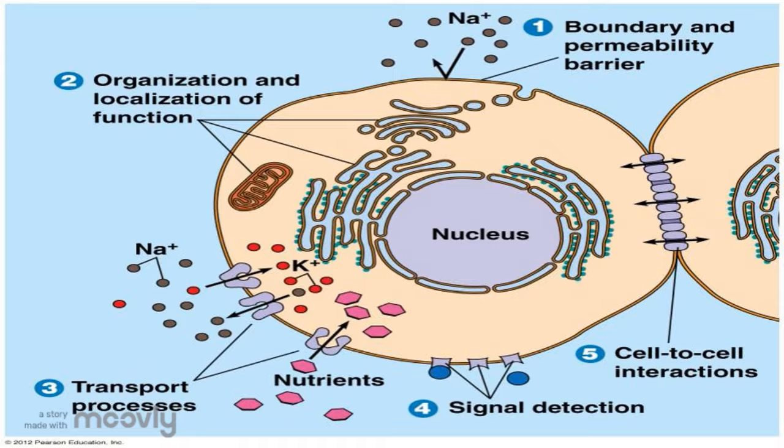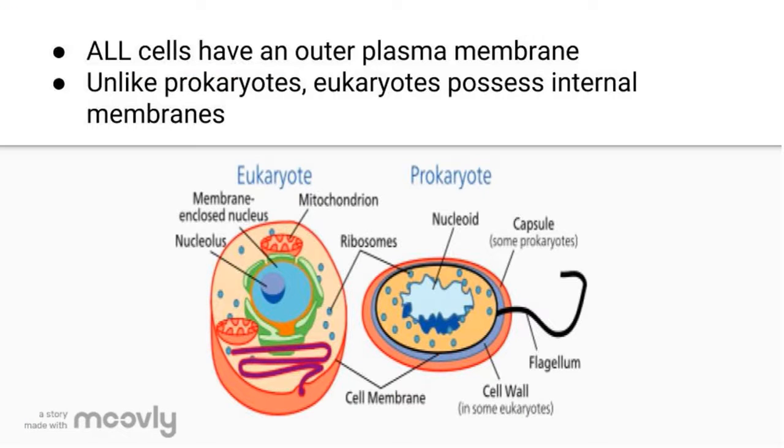So this picture shows some more specific activities of the cell membrane that contribute to its overall functions of protecting and maintaining the cell. This includes the transport processes, signal detection, and cell-to-cell interactions, and all these activities help the cell membrane carry out its overall main function of protecting the cell. All cells do have an outer plasma membrane, but unlike prokaryotes, eukaryotes possess internal membranes.